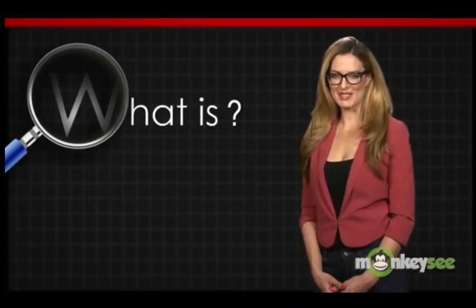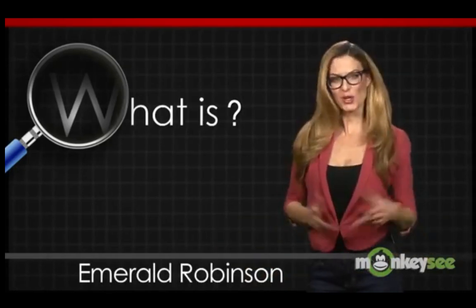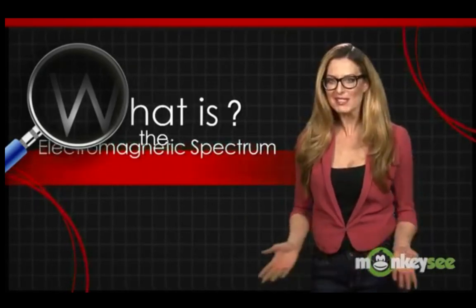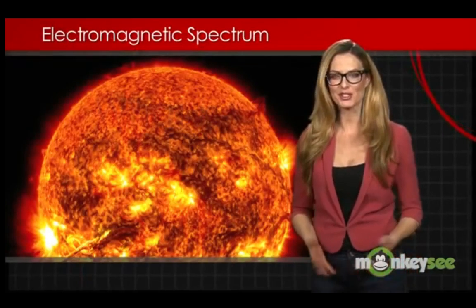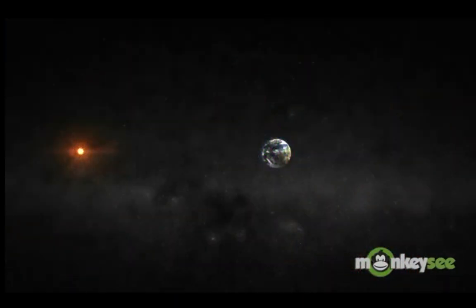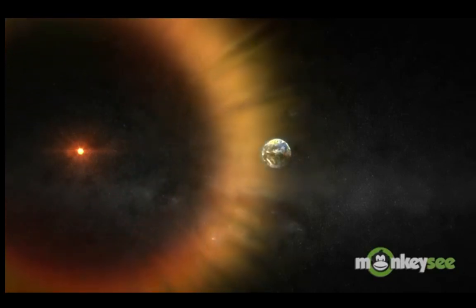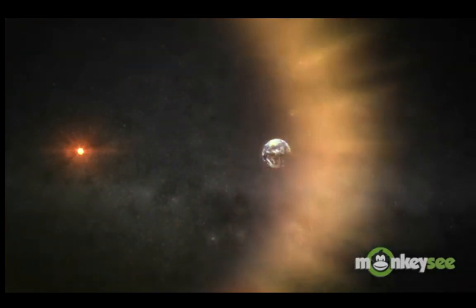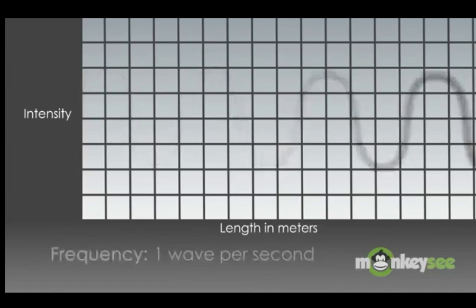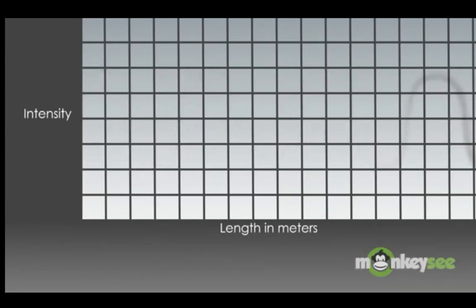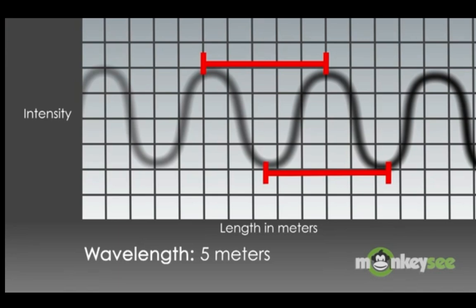Hi, I'm Emerald Robinson. In this What Is video, we're going to take a closer look at the electromagnetic spectrum. What we see as light is only a small part of the electromagnetic spectrum. The electromagnetic spectrum refers to the many types of radiation released from stars, including our own sun. Electromagnetic radiation travels in waves. Frequency describes how many waves per second a wavelength produces. Wavelength measures the length of an individual wave in meters.